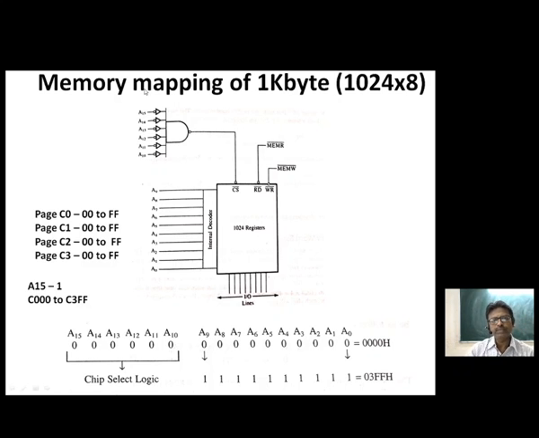Now if you have to make a memory mapping of 2 kilobyte, 2 kilobyte means 2048 into 8. For identifying 2048 registers, we need 11 address lines, because 2 to the power 10 is 1024, so 2 to the power 11 will become 2048. So A10 will be removed from the chip select and connected with the register identification. For the chip selection, we will have A11, A12, A13, A14 and A15. And in that way, we will be designing the range of the memory.